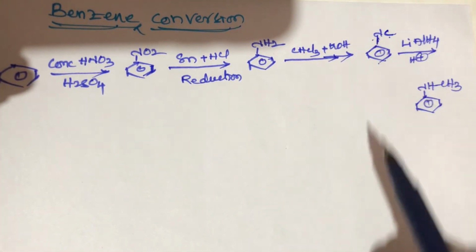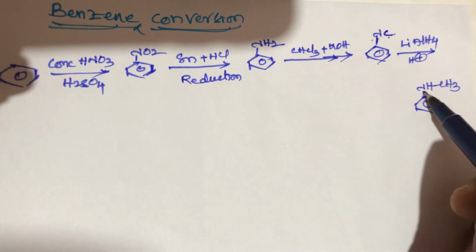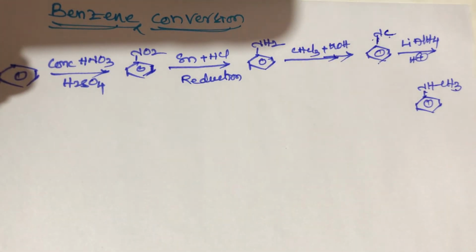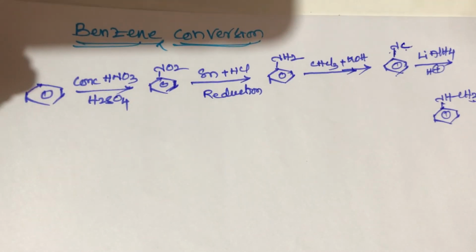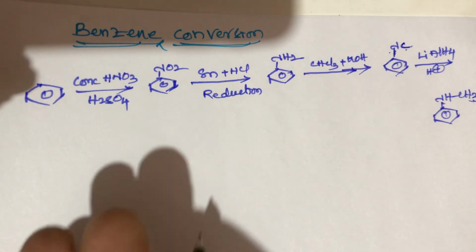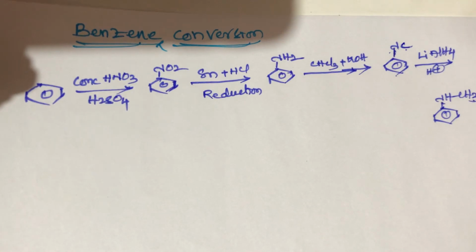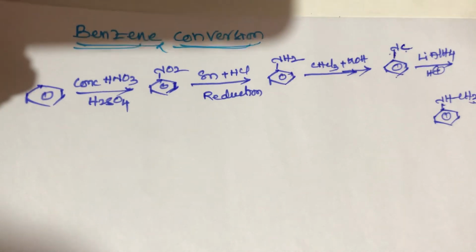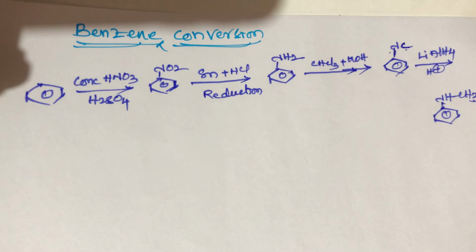That is the overall reaction. This NC is converted into NH and CH3. This is a secondary amine. This lithium aluminum hydride can reduce only the isocyanide group. This isocyanide group is converted into secondary amine. This is the simple trick. This is the simple conversion from benzene with different reagents. Benzene reacts with different reagents and gives different products. This is a simple trick.